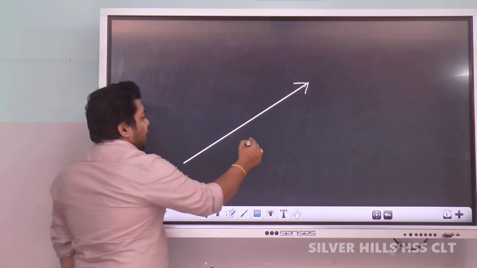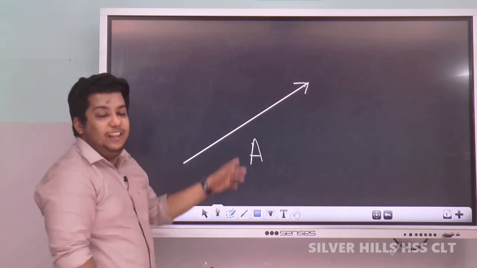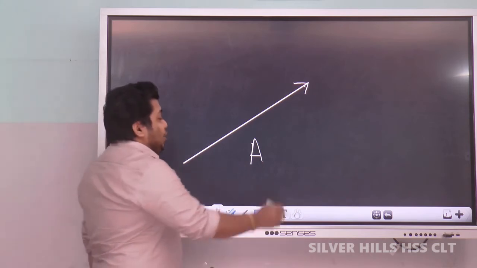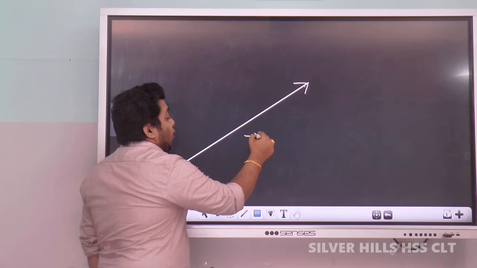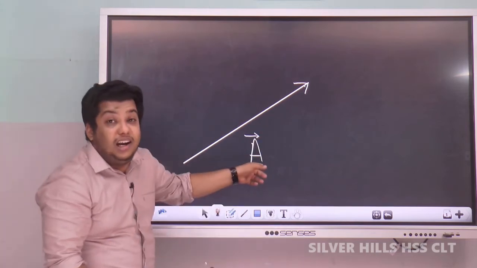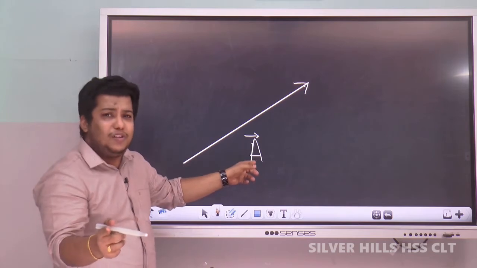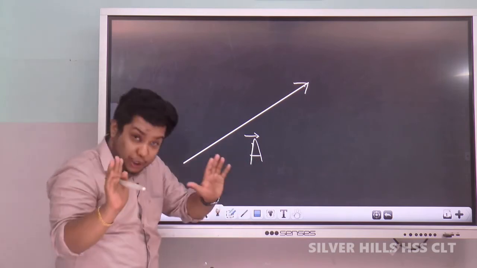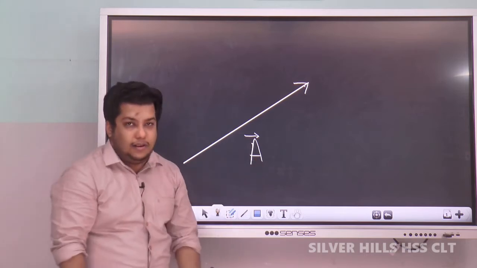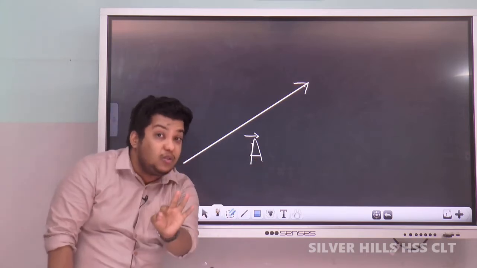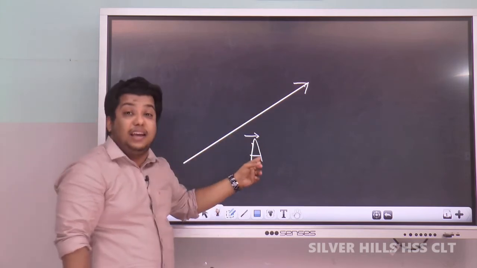A vector can be named by a capital letter. This is the name of this particular vector. And to indicate that this is a vector, we can draw an arrow here. It can be called vector A. Usually a vector is represented by capital letters, and to indicate they are vectors, we draw an arrow like this. So this is vector A.